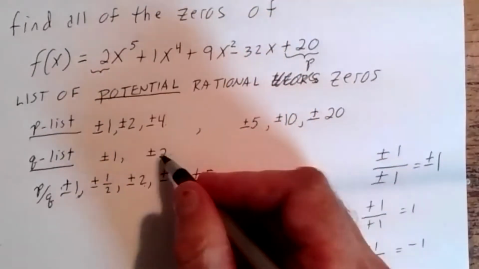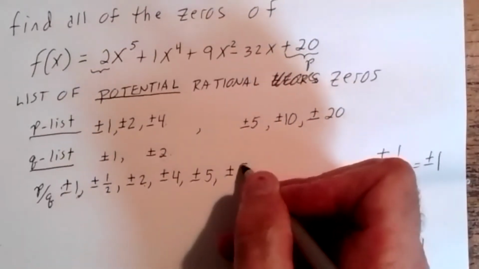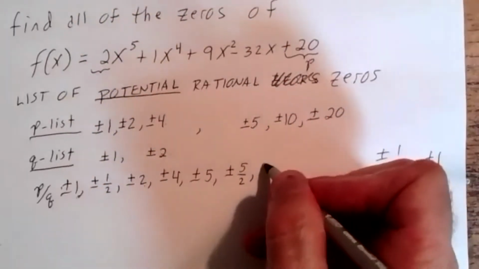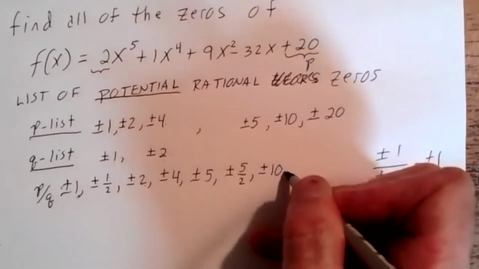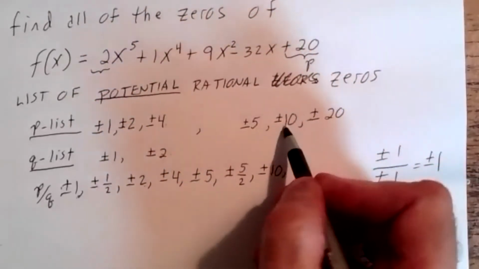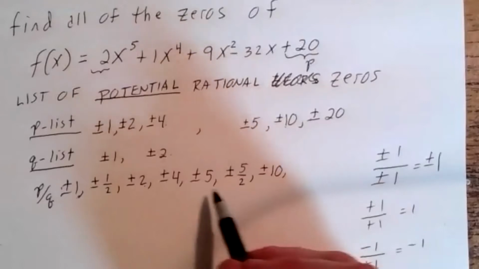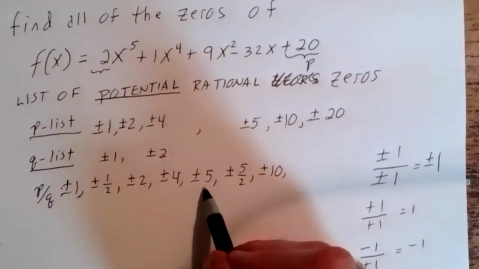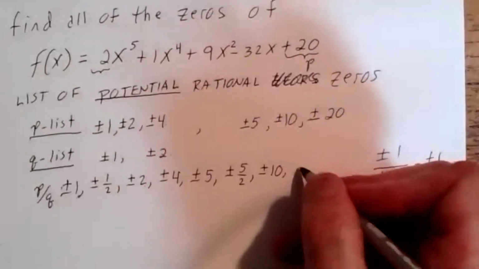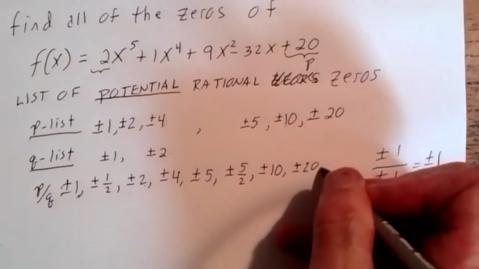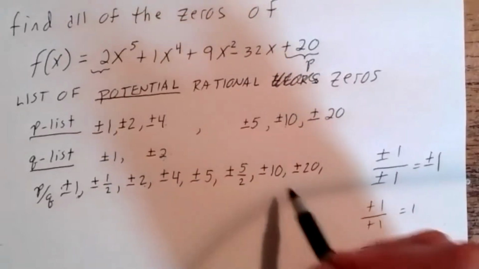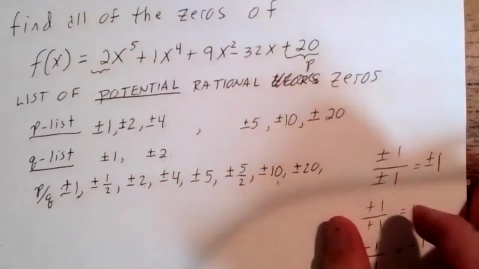Positive negative 5 divided by positive negative 2 is positive negative 5/2. Positive negative 10 divided by positive negative 1 is positive negative 10. Or positive negative 10 divided by positive negative 2, but positive negative 10 over positive negative 2 reduces down to positive negative 5. We've already accounted for that. Positive negative 20 divided by positive negative 1 is positive negative 20. Positive negative 20 divided by positive negative 2 is positive negative 10. We've already accounted for that. All right.